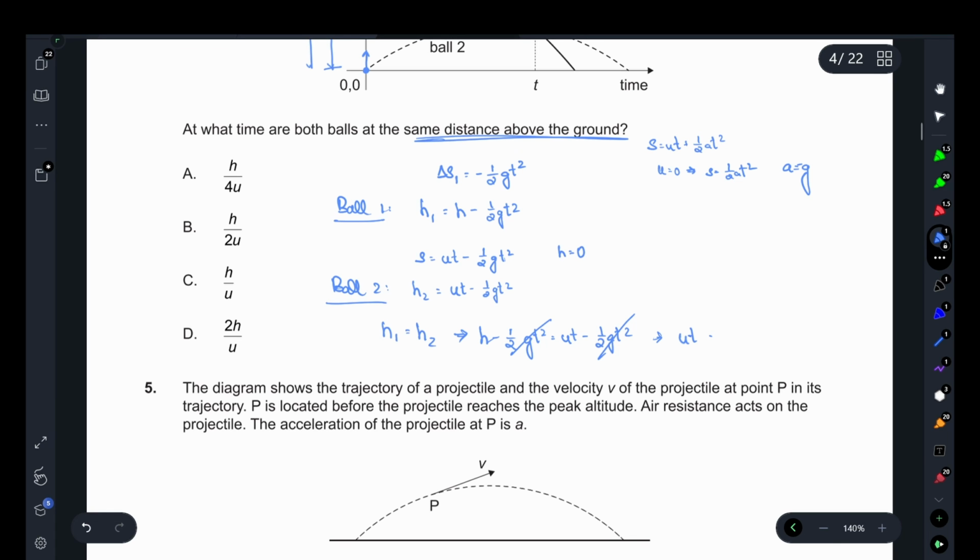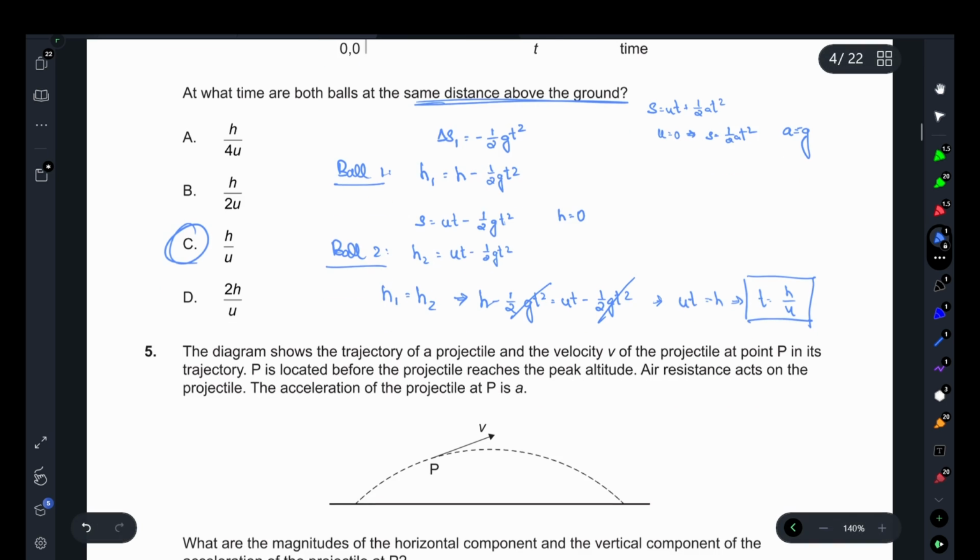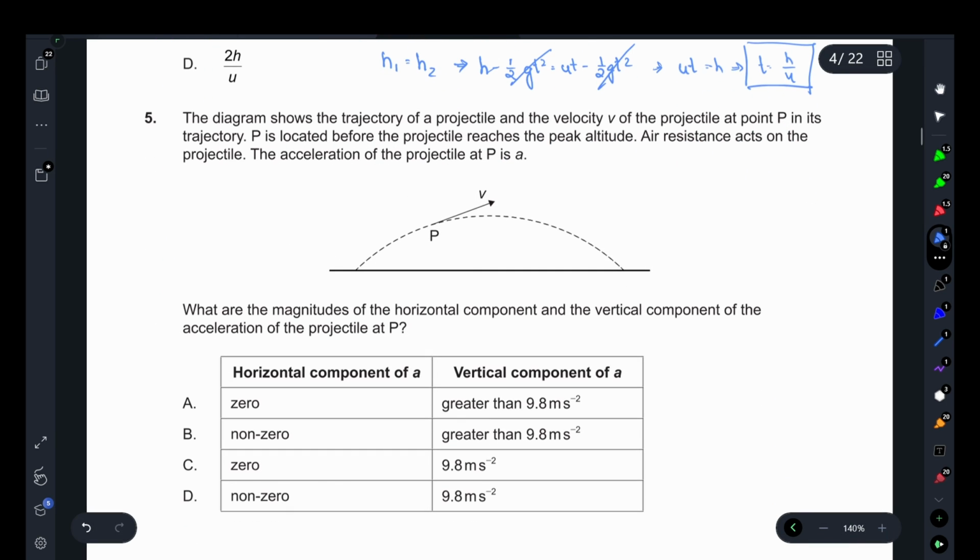Yes, ut is equal to h. Let's write this step out. t is equal to h by u. So at this time, both balls are the same distance off the ground. Question number 4, option C.